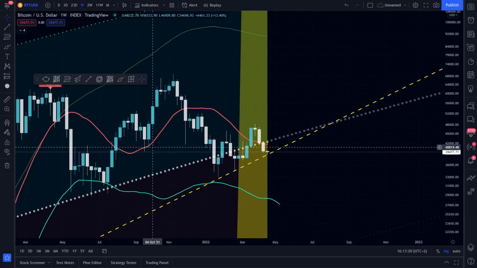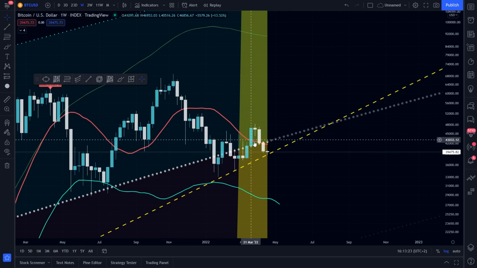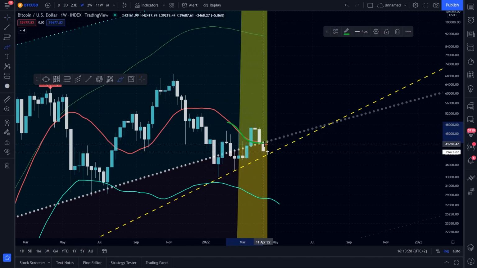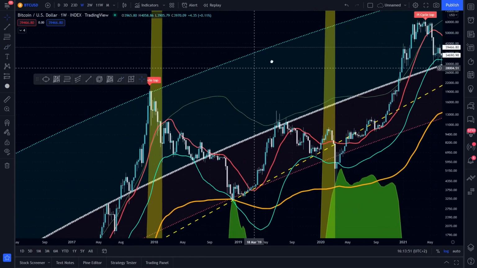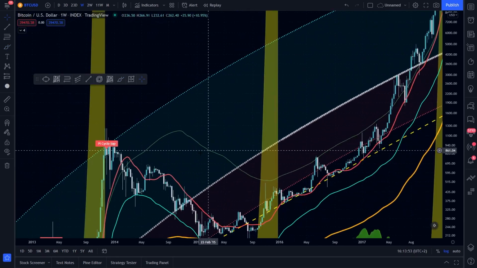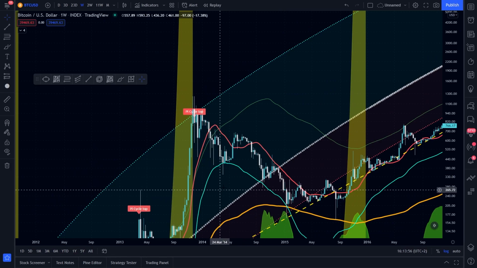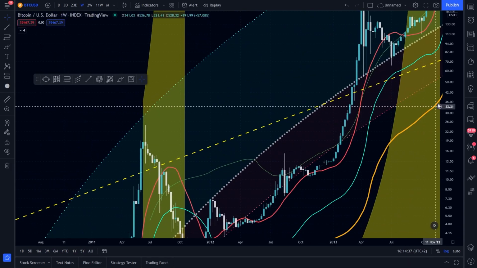Right now, we have the red line of the pi cycle top indicator crossing the cloud line. Okay, you have the line right here, and it's crossing the cloud line just right here. And to understand what it means, we need to take a step back. Let's see what was going on when we had a cross between the cloud line and the red line of the pi cycle top indicator.